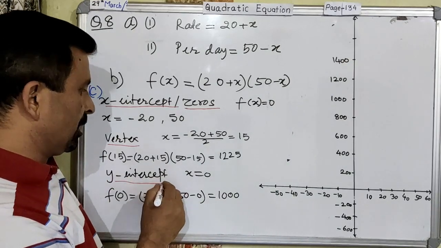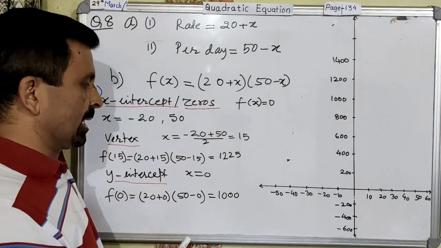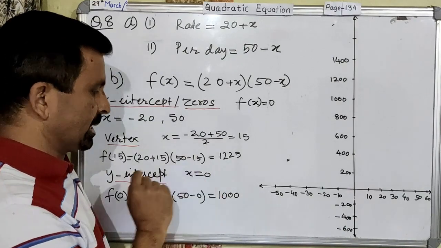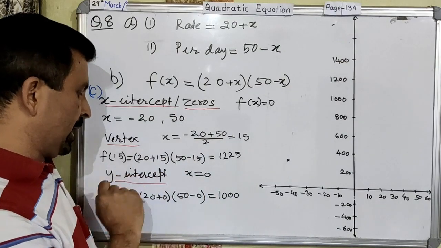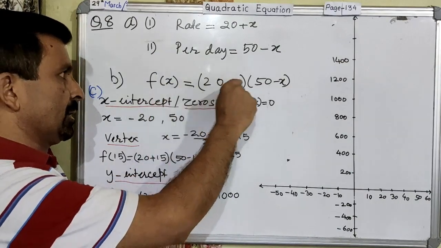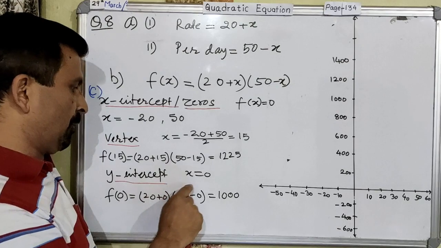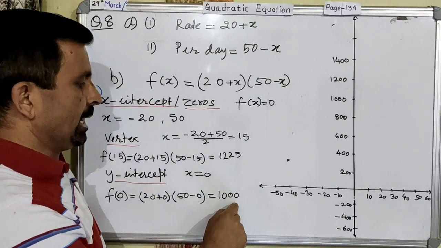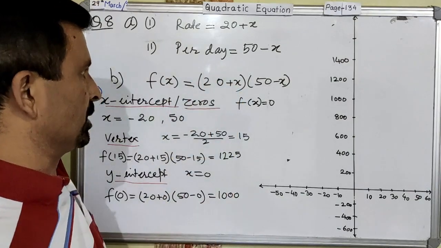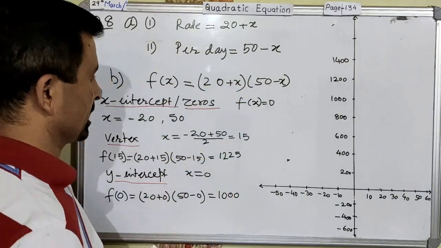Last step is the y-intercept. We are calculating now the y-intercept. The y-intercept we always calculate by assuming x as equal to 0, and then for this value of x, we calculate the value of y. We can use the original equation and put x as equal to 0 and calculate. You get the value of y as 1000. So all the calculations are done.